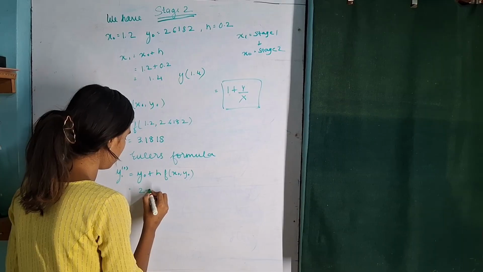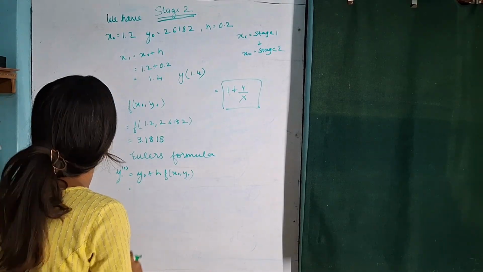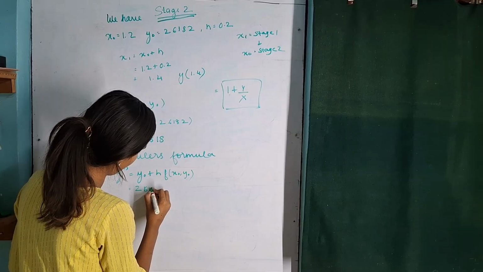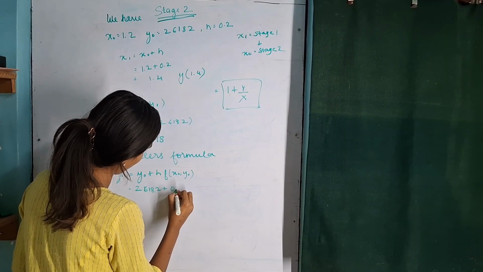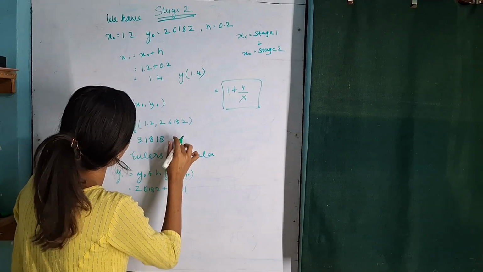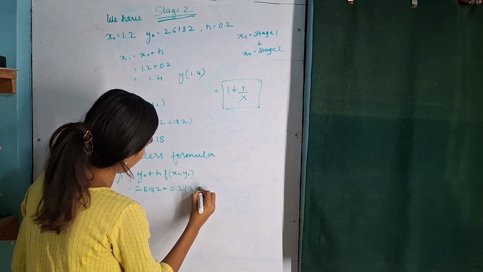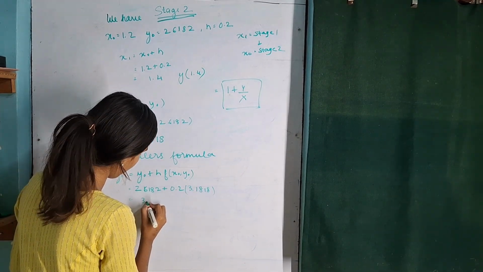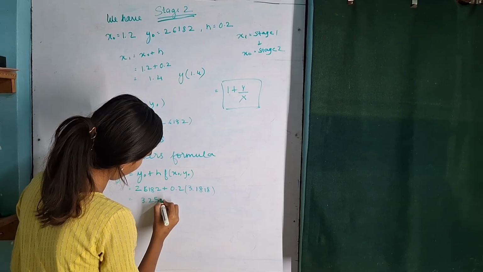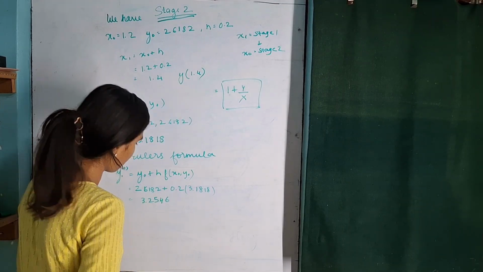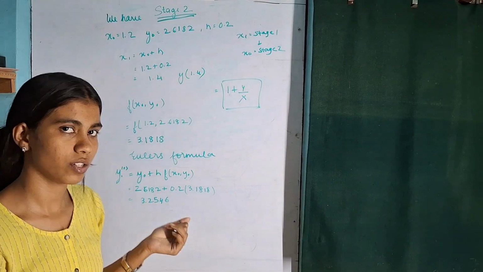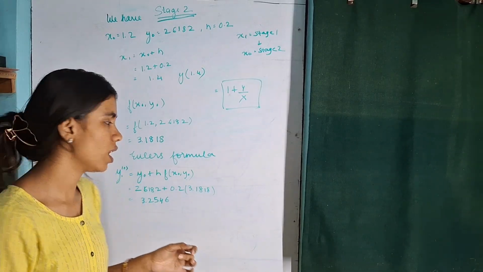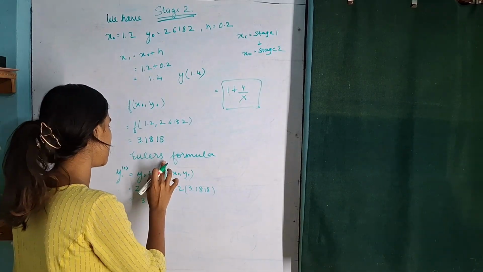Your y0 is, sorry, your y0 is not 2. Your y0 is 2.6182 plus your h is 0.2. Your f of x0, y0 is 3.1818. This is a simple calculation. If you put this in a calculator, you get 3.2546. Here there is no expression. Directly put this in a calculator, you find the answer. Now you have calculated Euler's formula.